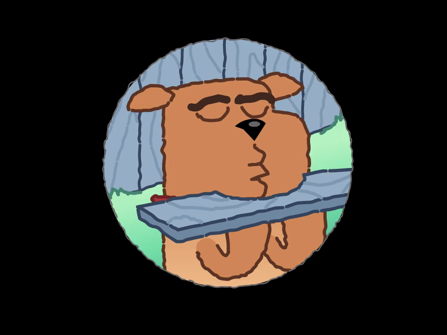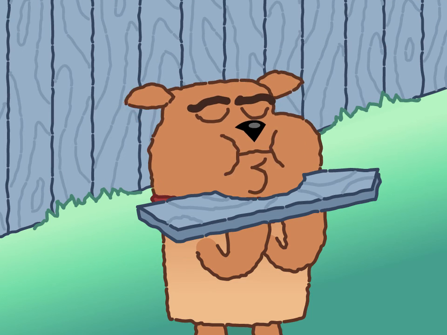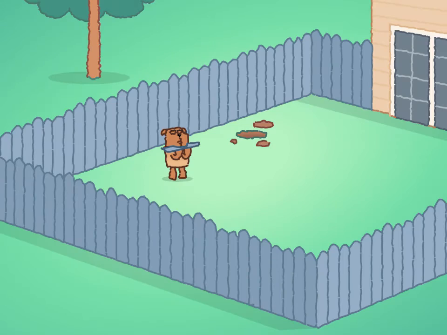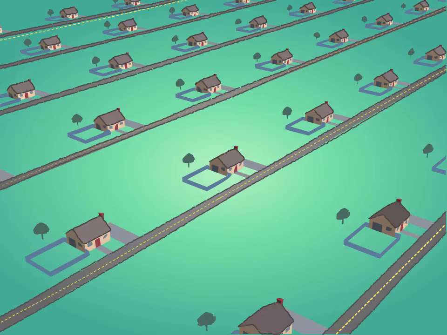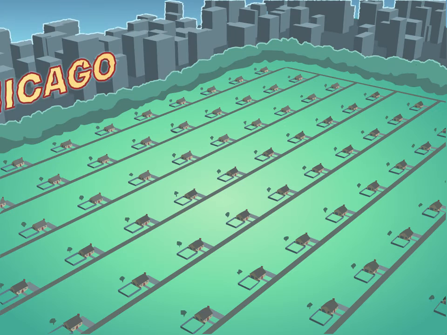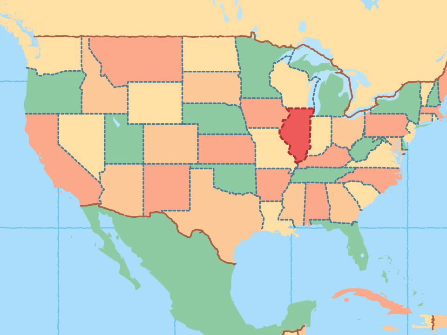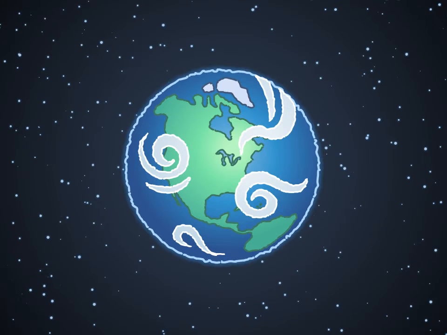Muggs chews through the fence made of wood, on the border, of my yard, behind the house, on Norton Street, on the south side, of the city, of Chicago, in the state, of Illinois, on planet Earth.